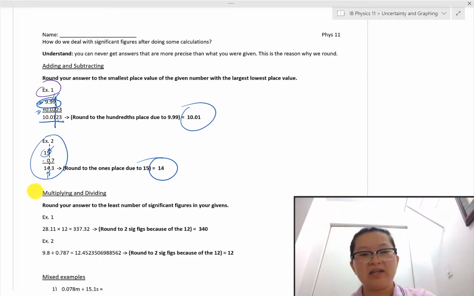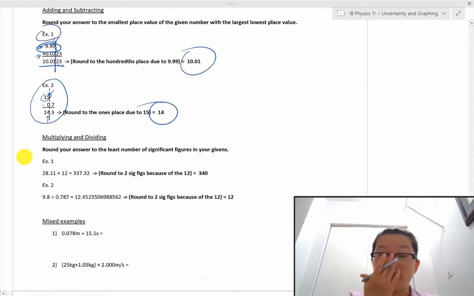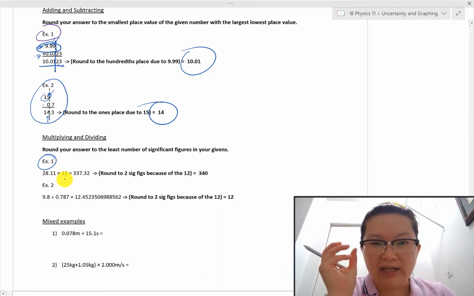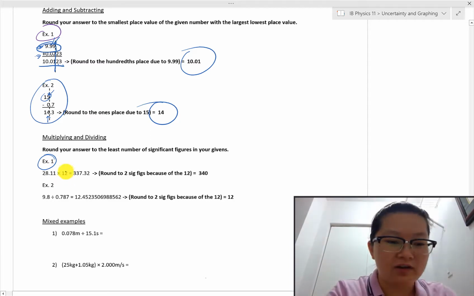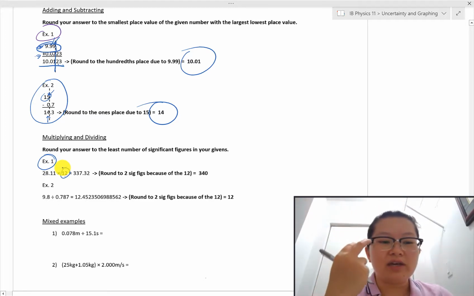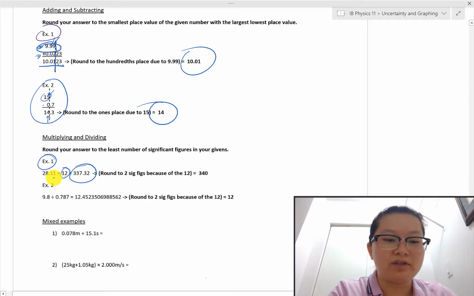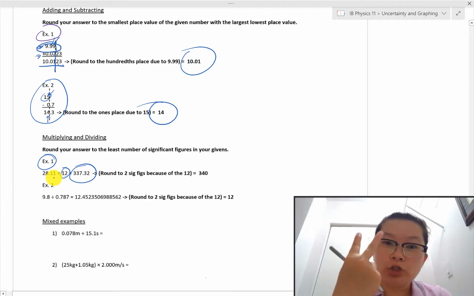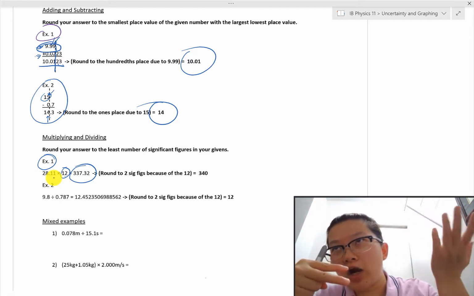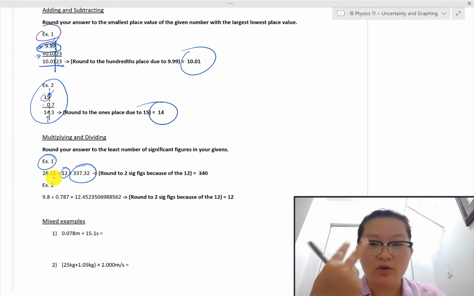Now for multiplying, dividing is going to be a little different. Whenever you're dealing with multiplying, dividing, you are counting the number with the least number of significant figures. So for example, number 1, let's say we take 28.11 times 12. We look at the number that has the least number of significant figures. That is the 12. There is only 2 significant figures. So we calculate our final answer, which is 337.32. We round that to 2 significant figures because we can never be more confident than our least precise number that we started with, which is 2 sig figs.